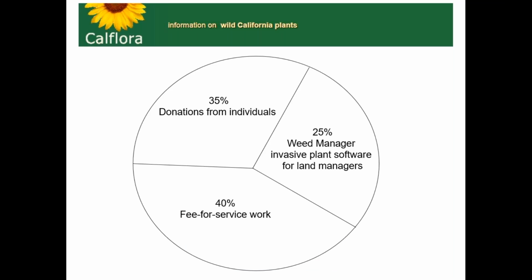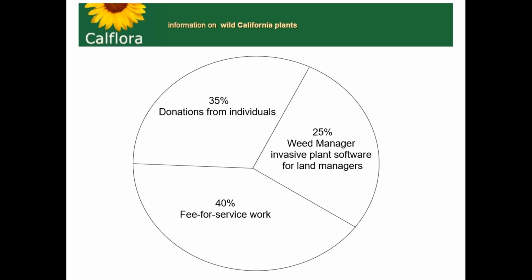Where does our funding come from? About 35% is from individuals. 40% is for fee-for-service work, like someone says, we need this customized form, or we need what grows here to have another query field in it, or we need an extra feature on Weed Manager. So we scope it, we say this is about how much it's going to cost, and then we build it out. That's fee-for-service work, and then 25% comes from Weed Manager, which is an invasive plant management system that we rolled out in 2014.